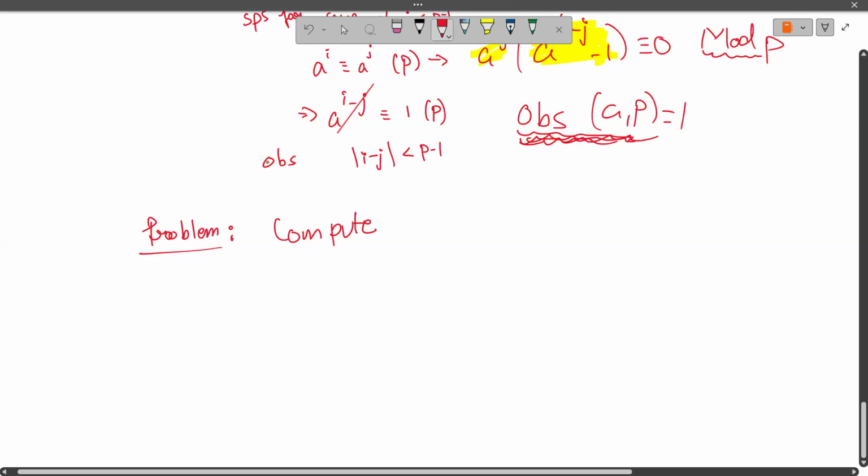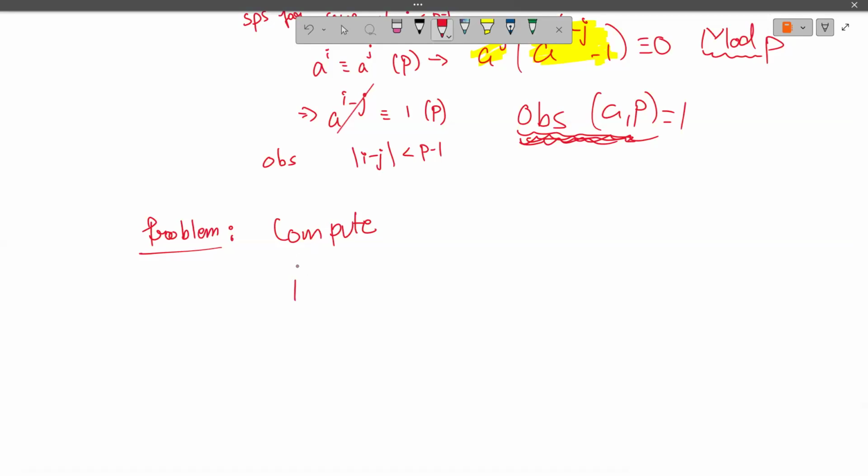So we'll have our first problem of the day. Compute 1 raised to the power n, 2 raised to the power n, 3 raised to the power n, up to p minus 1 raised to the power n, modulo p.